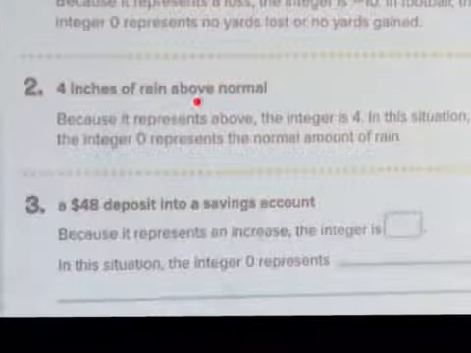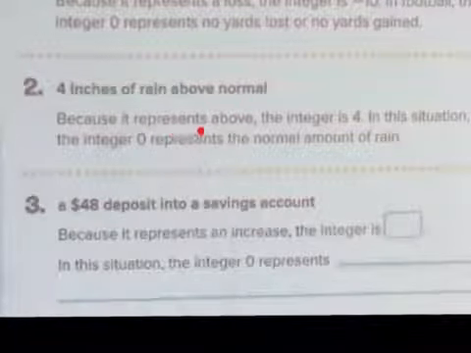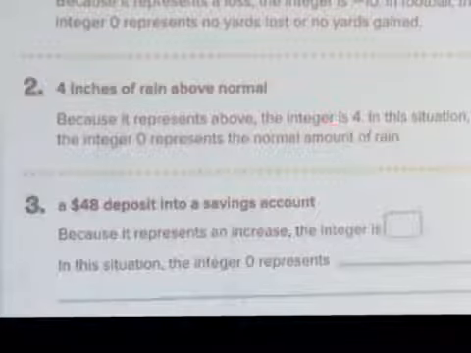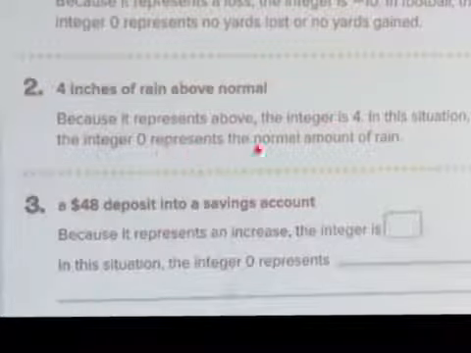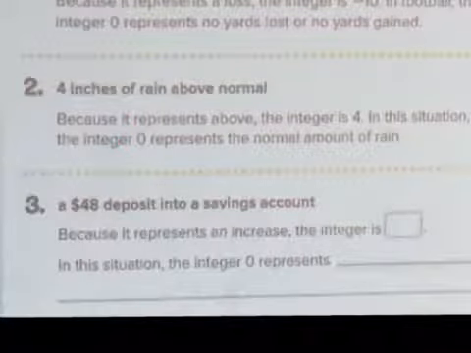This is above. Above should ring a bell; that is positive. Because it represents above, the integer is 4. In this situation, the integer 0 represents the normal amount of rain. So that would be our starting point.